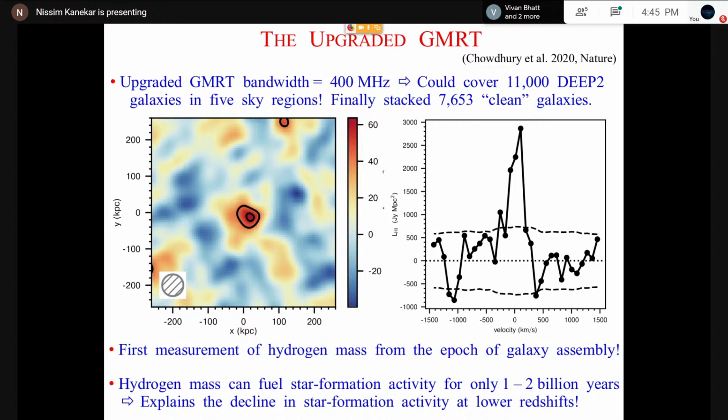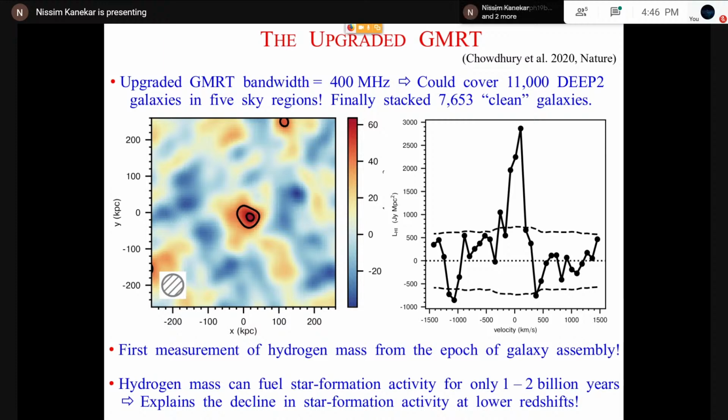And this meant that in one shot we could cover 11,000 Deep 2 galaxies in 5 sky regions. Instead of 200 galaxies that we covered earlier, we were now covering 2,000 galaxies at one shot. And that completely changed things. And so Aditya stacked about 7,500 of these 11,000 galaxies, which were clean, which had no interference, no problems.